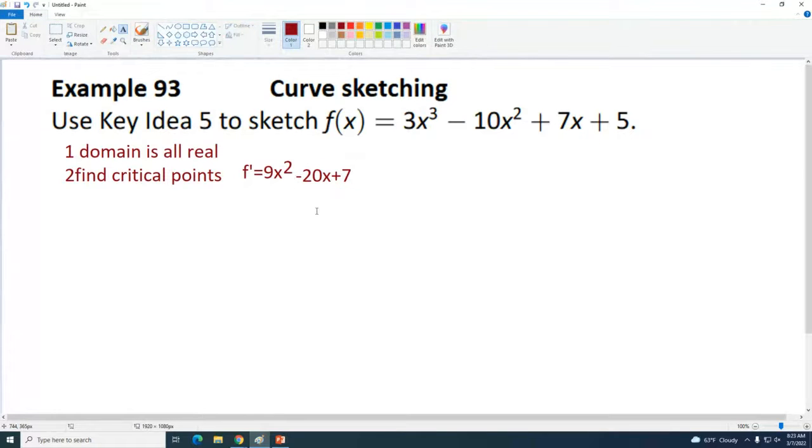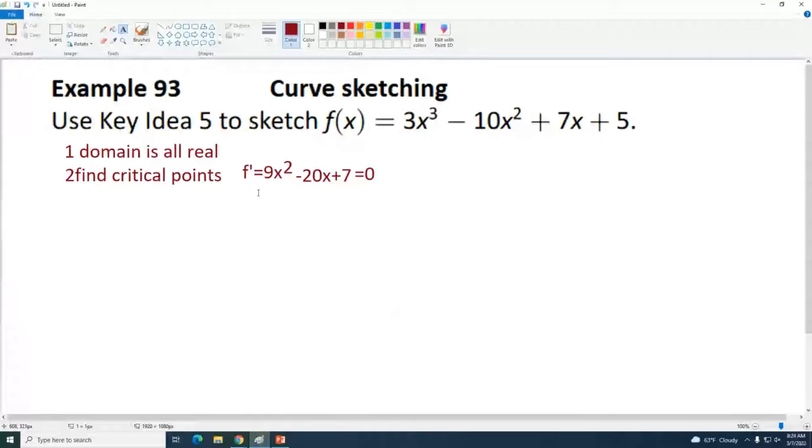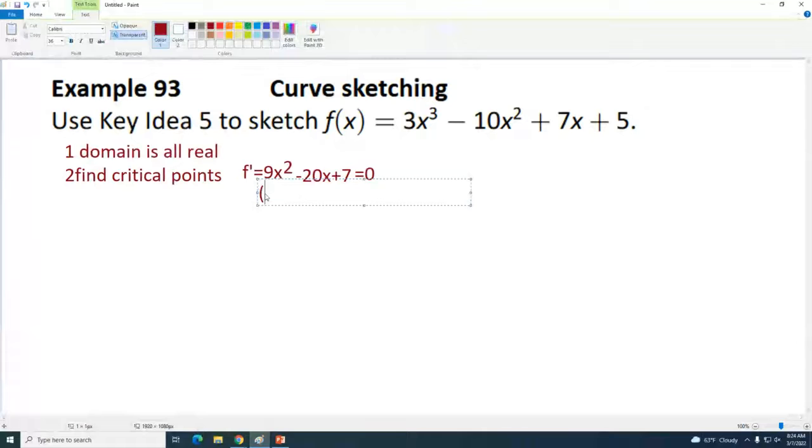We aim at finding the critical points. There are 2 types of critical points: the derivative is equal to 0 or the derivative is undefined. And here it is a polynomial, always defined. So we're going to set it equal to 0. That's the only critical point we will have. So now it's time to try to find the solution for this. Is it possible to factor this? If we can factor it, it will save us a lot of time.